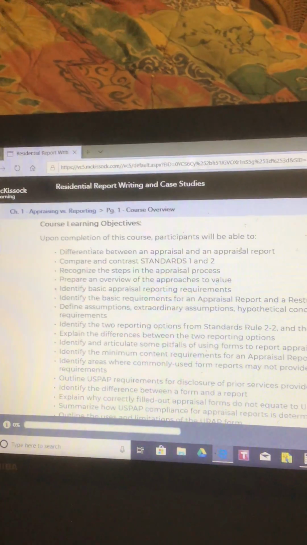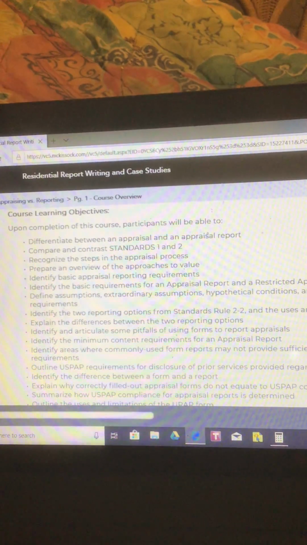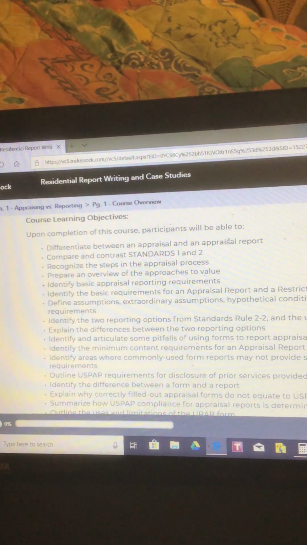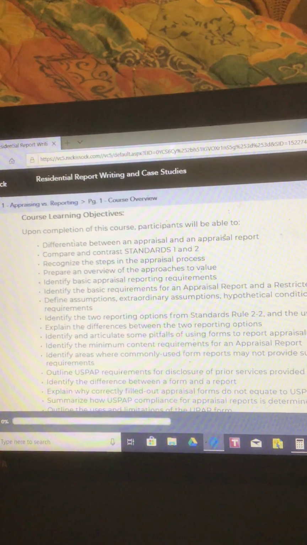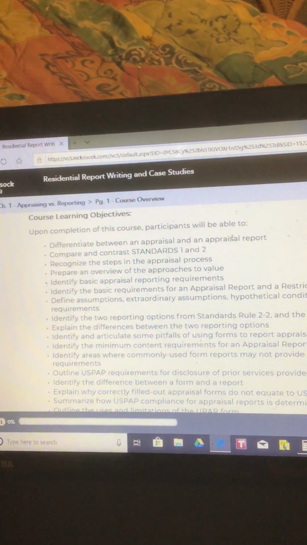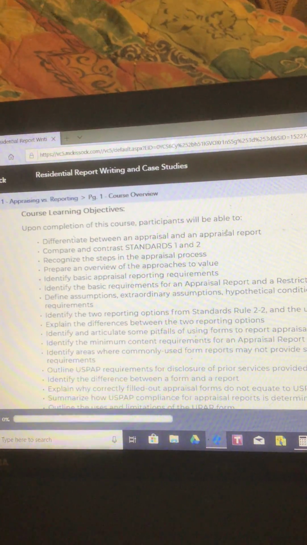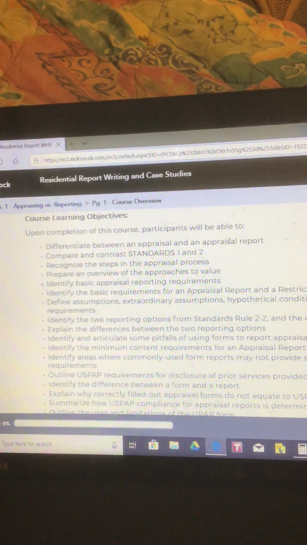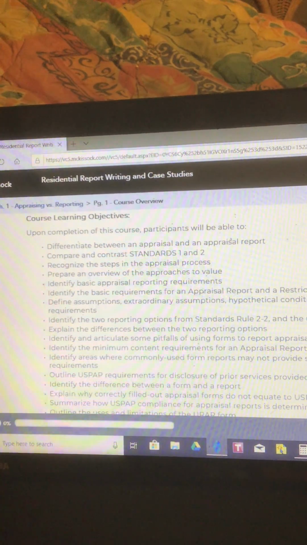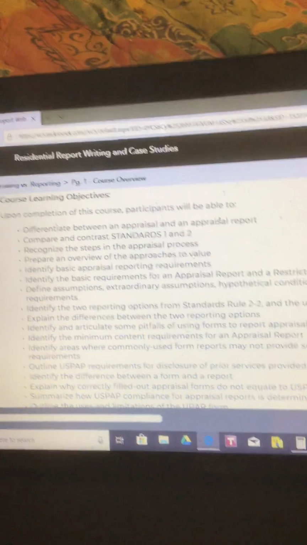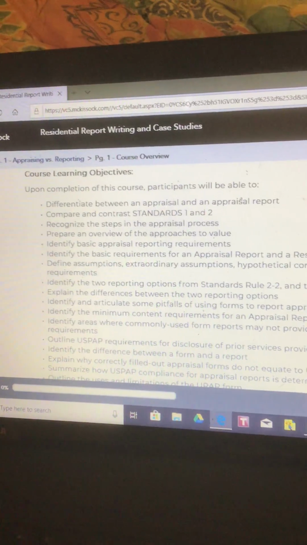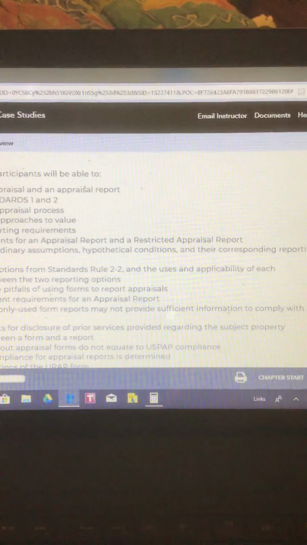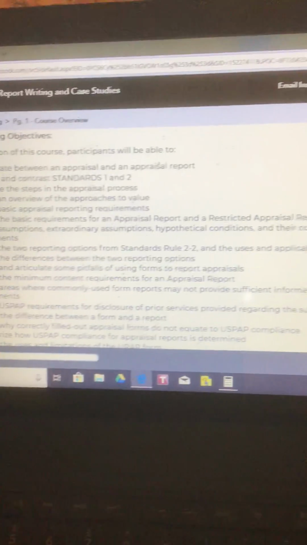Course learning objectives. Upon completion of this course, participants will be able to differentiate between an appraisal and an appraisal report, compare and contrast standards 1 and 2, recognize the steps in the appraisal process, prepare an overview of the approaches to value, identify basic appraisal reporting requirements, identify the basic requirements for an appraisal report and a restricted appraisal report, define assumptions, extraordinary assumptions, hypothetical conditions, and their corresponding reporting requirements.